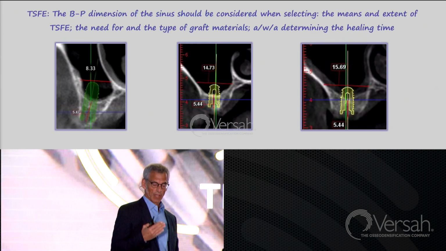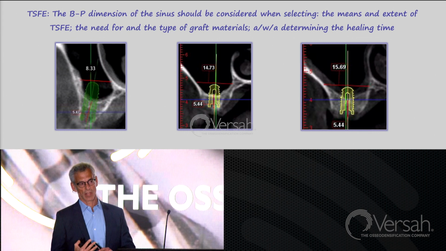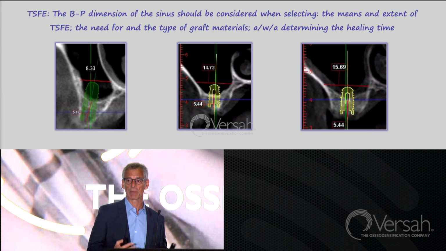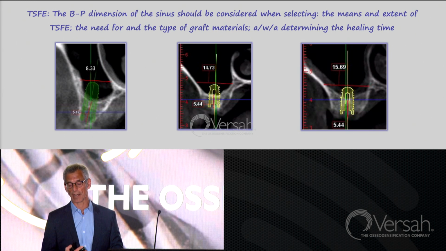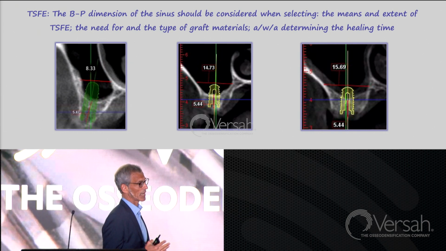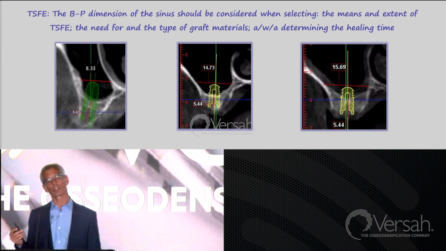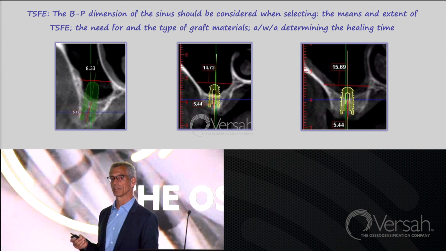So please, consider your buccal palatal dimension when you select the means and the extent. I might elevate less in a wider sinus than a narrow. For the need and the type of graft, I'm definitely going to use a platelet concentrate and try to get autogenous bone in a wider sinus. And I'm going to give a wider sinus a longer healing time.